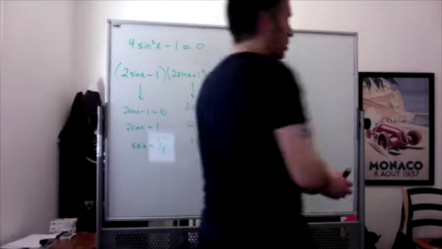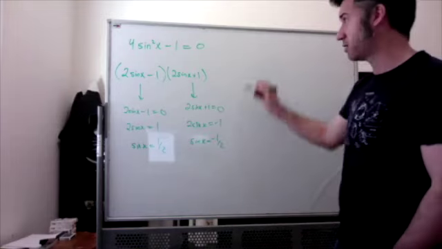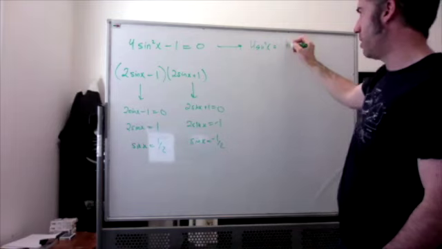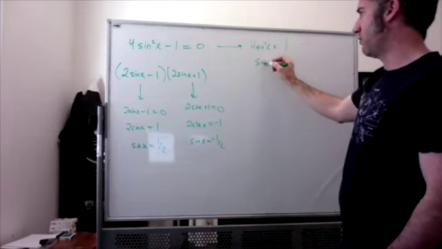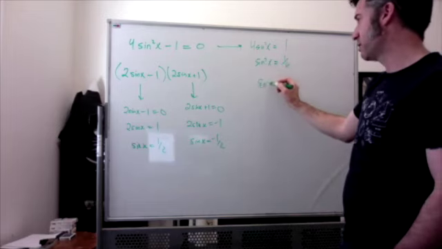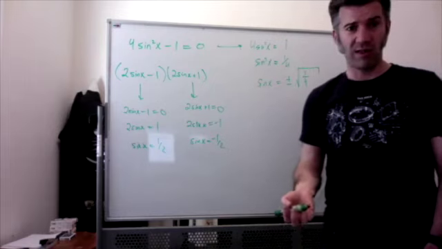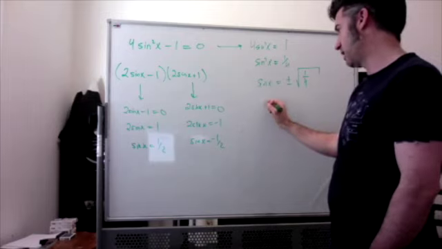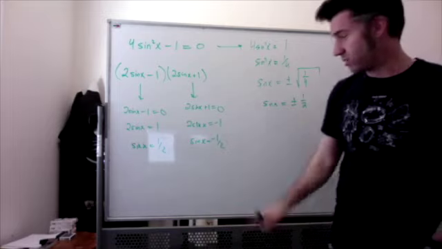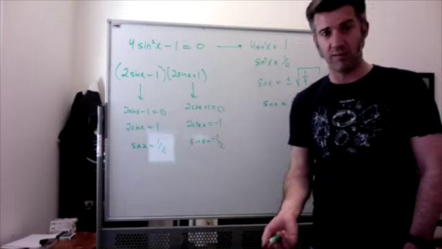Or you could do the thing where you isolate. If you've got a trig function squared, it is okay to isolate it and then square root both sides. So you can say, I've got 4 sine squared x equal to positive 1, and then divide both sides by 4, and then take the square root of both sides. So sine of x is plus or minus the square root of 1/4. But the square root of 1 is 1, and the square root of 4 is 2. So this is sine of x equals plus or minus 1/2, which is the same thing we've got there. So either way you want to approach this is fine. Do whatever seems to make the most sense to you.